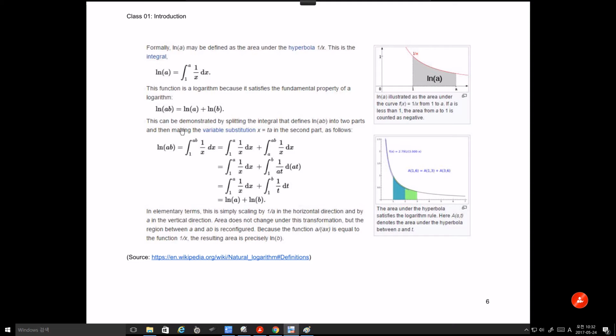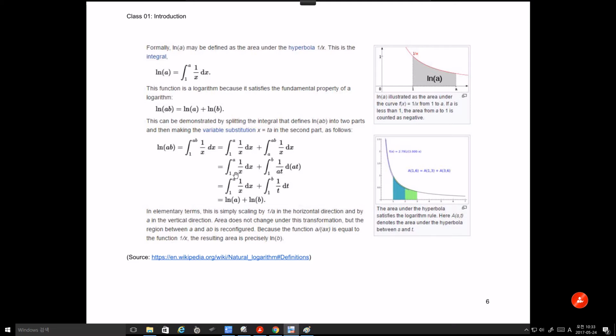Okay? This can be demonstrated by splitting the integral that defines ln ab into two parts and then making the variable substitution x equals ta in the second part, as follows. So let me see. ln ab, using the definition above, is the integral from 1 to ab of 1 over x dx. Now we can split this into two parts, from 1 to a and from a to ab. So the integral from 1 to a of 1 over x dx plus the integral from a to ab of 1 over x dx.